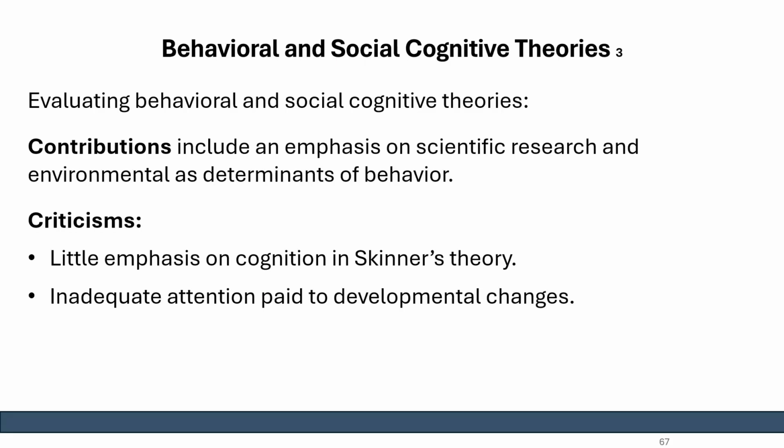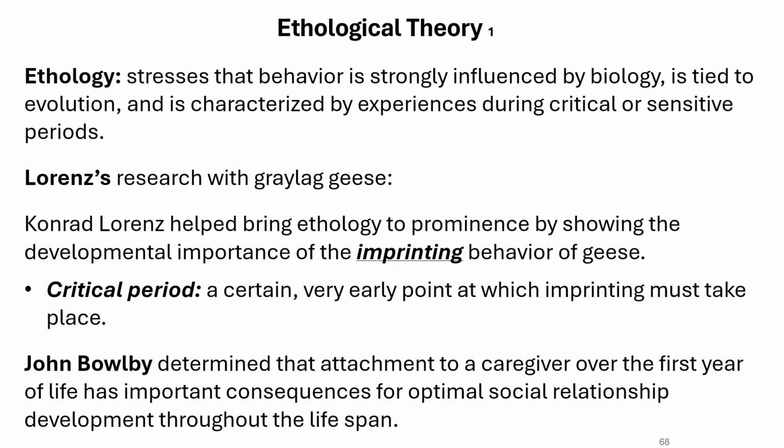Evaluating these theories, contributions include an emphasis on scientific research and environment as determinants of behavior. We like this, but some criticisms are that there's little emphasis on cognition in Skinner's theory, and inadequate attention paid to developmental changes. The ethological theory stresses that behavior is strongly influenced by biology. It's tied to evolution, and it's characterized by experiences during critical or sensitive periods.